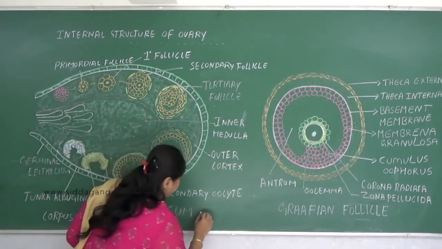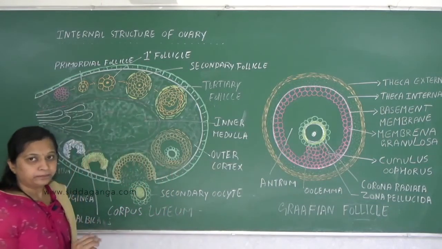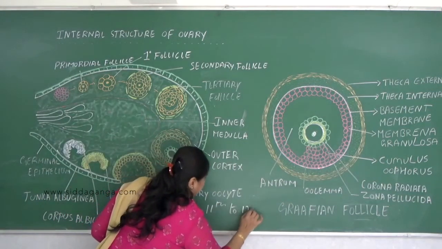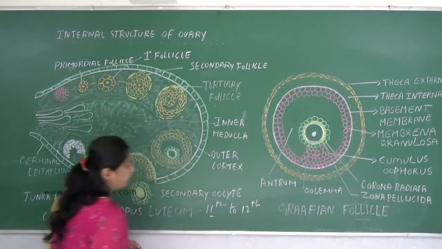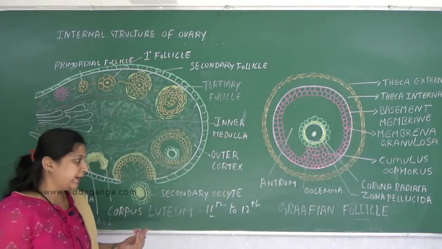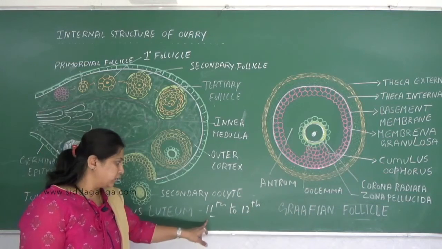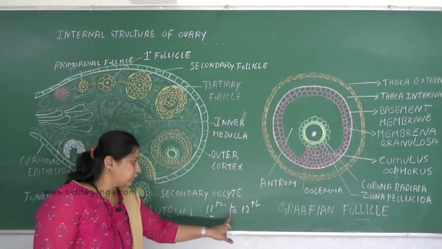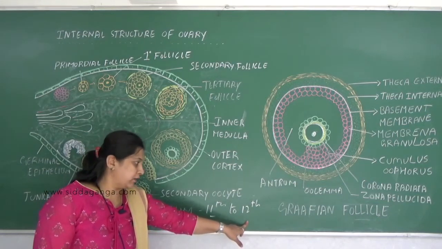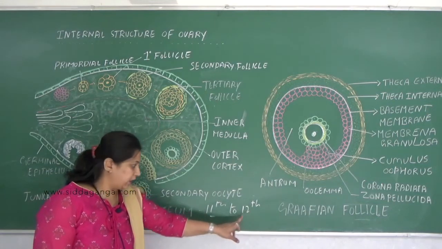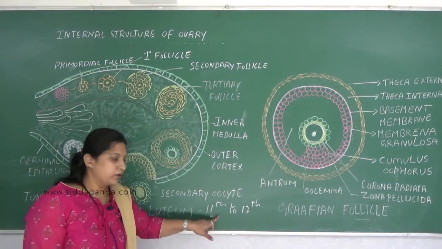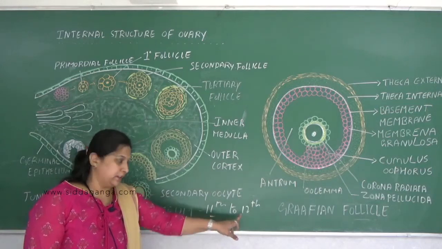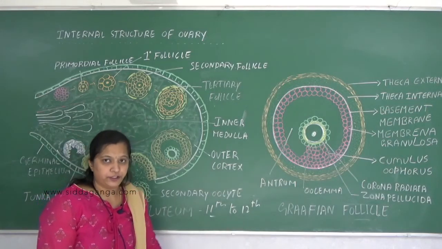See, in females, the ovaries will develop during the 11th to 12th week of pregnancy. So both the ovaries in the females will develop during fetal life only, that is during the 11th to 12th week of fetal life, nearly 3 months of pregnancy.